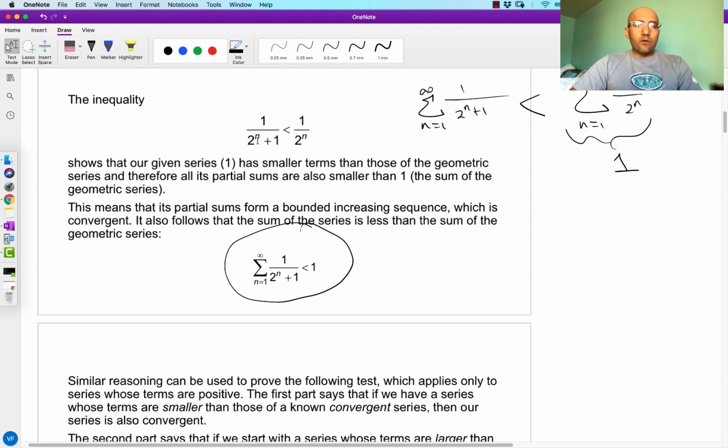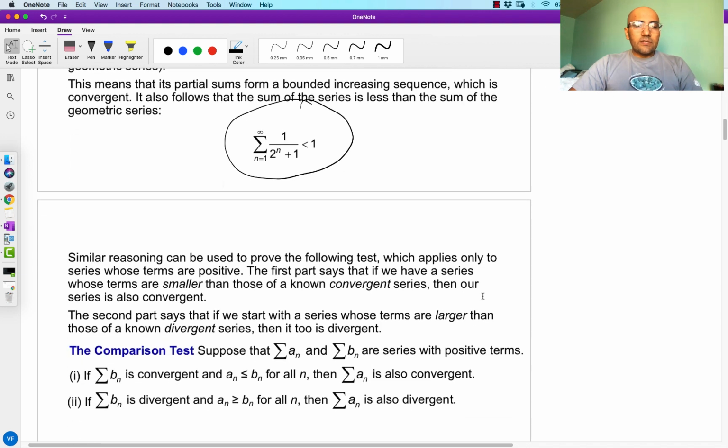Okay, so the inequality 1 over 2 to the n plus 1 is less than 1 over 2 to the n shows that our given series, the one we're working with, has smaller terms than those in the geometric series, and therefore all of its partial sums are also smaller than 1, the sum of the geometric series. This means that its partial sums form a bounded increasing sequence, which is convergent. It also follows that the sum of the series is less than the sum of the geometric series.